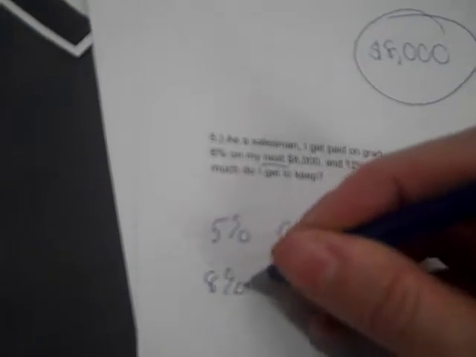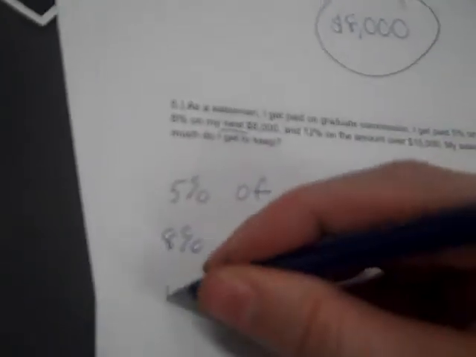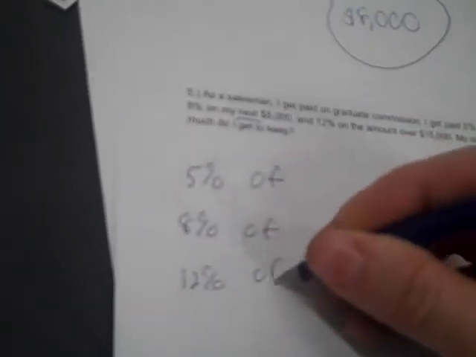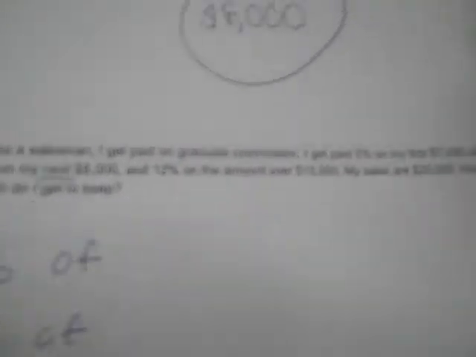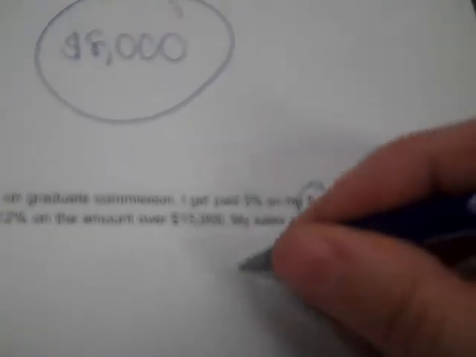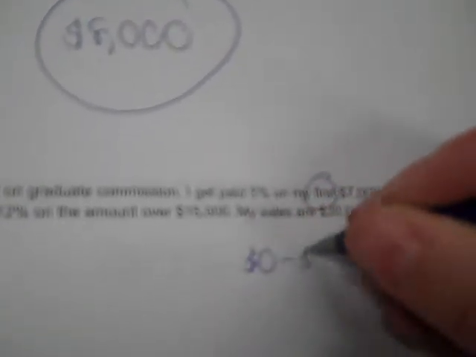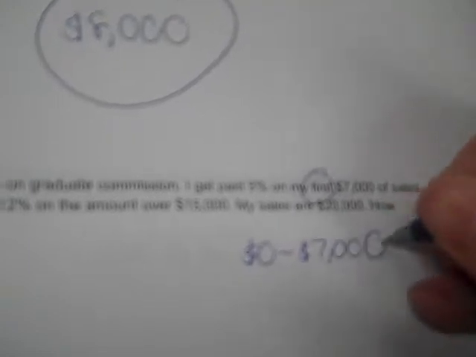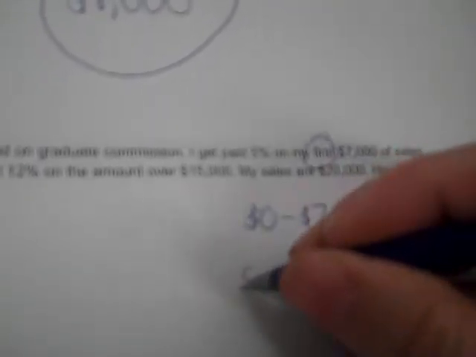I got to find 8% of, and I got to find 12% of. Now, here's how we figure out what we find the percent of. First, $7,000. First means it's from $0 to $7,000. Then I drop my $7,000.